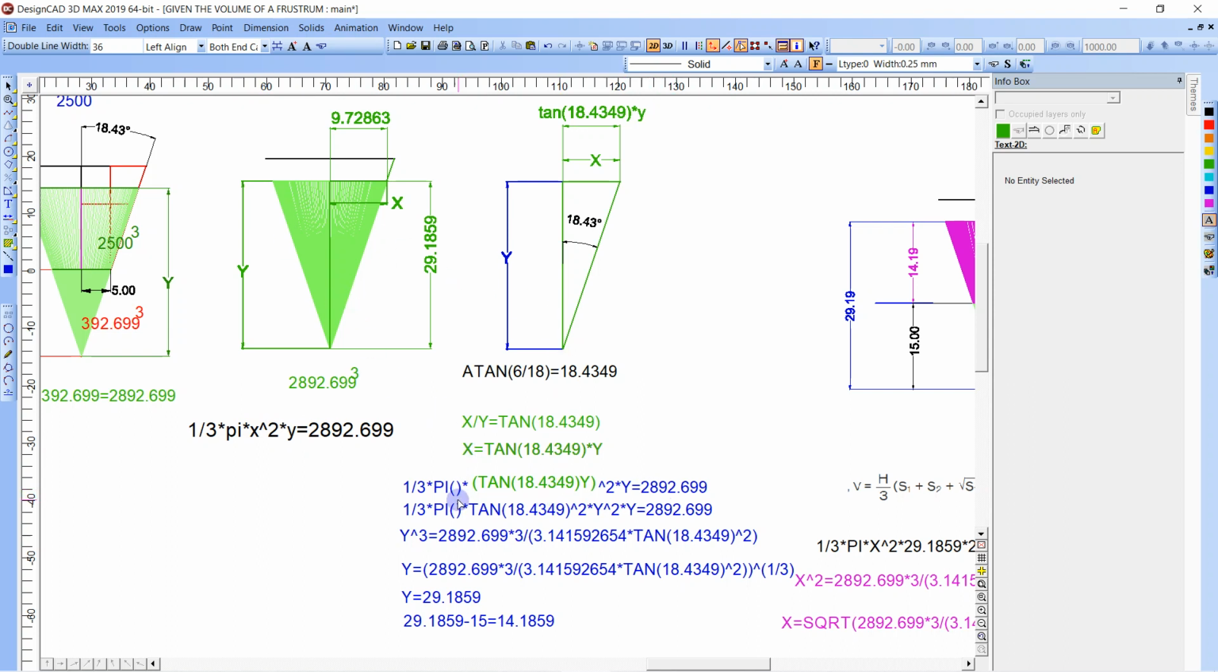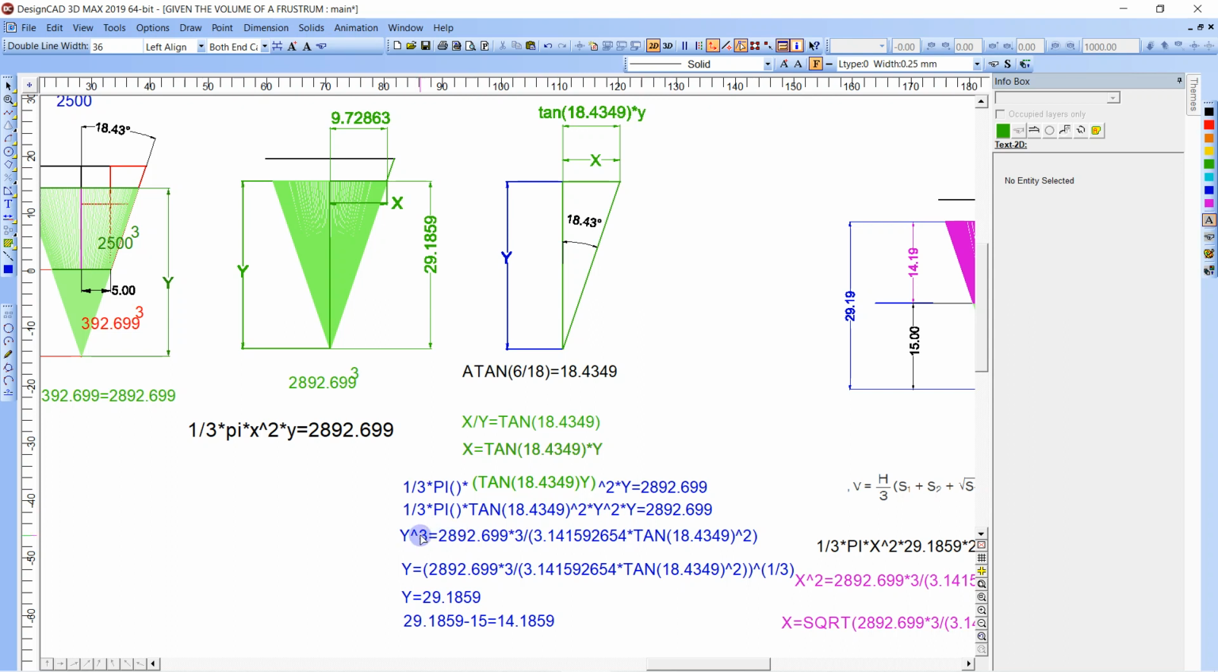We have 1/3 pi, and I took the tangent of 18.43 multiplied by y, and squared them both and separated them. So we get tangent of 18.43 squared times y squared times y, and you end up with y cubed. If you move this, the 3 goes to the other side, multiplied, and pi and tangent squared go to the bottom, divided by that whole bit.